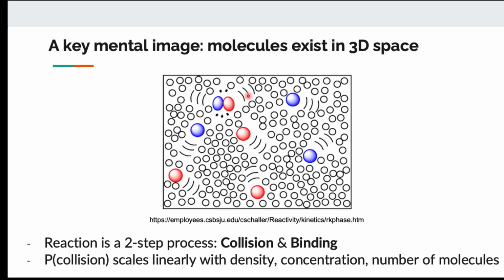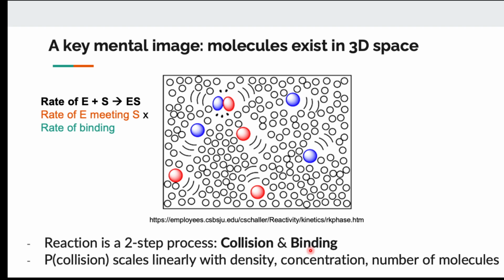So every reaction that we are going to model, we can think of it as a two-step process. There must be some collision first. The molecules have to find each other first, and then now that they are bound to each other, there's a chance that they can generate some reaction or do something.